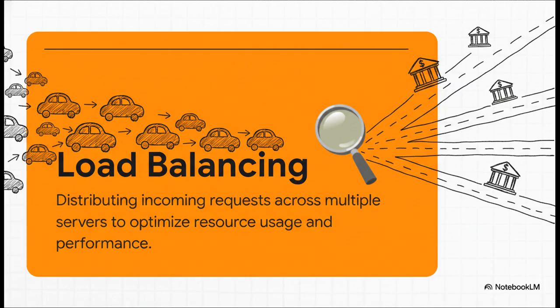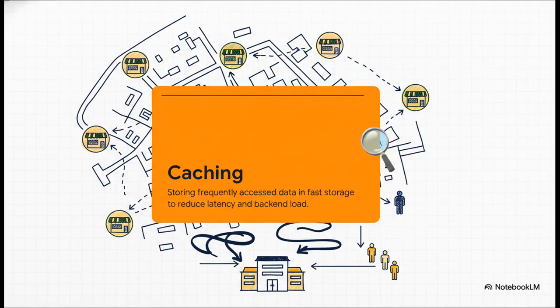to make sure everything keeps moving nice and smooth. And then there's caching. You can think of this like setting up little convenience stores all over the city. Instead of forcing everyone to travel all the way downtown to the main warehouse just to get a loaf of bread, they can grab it from a local cache right around the corner. It's way faster, and it takes a ton of pressure off the main system.